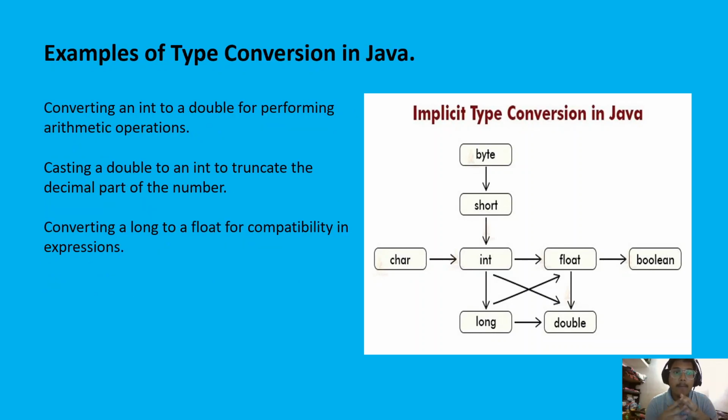Now, what are examples of type conversion in Java? Like I told you, converting an int into a double for performing arithmetic operations, casting a double to an int to truncate the decimal part of the number. Truncating is basically removing it. And converting a long to a float for compatibility in expressions.